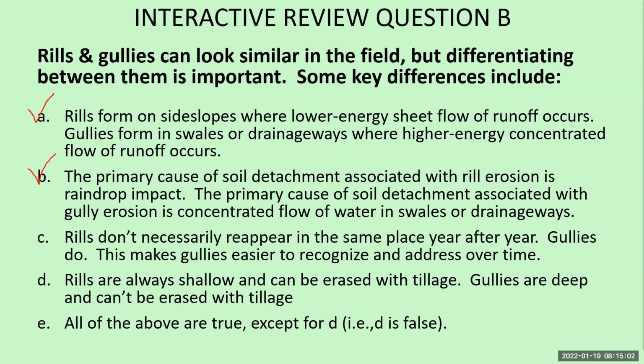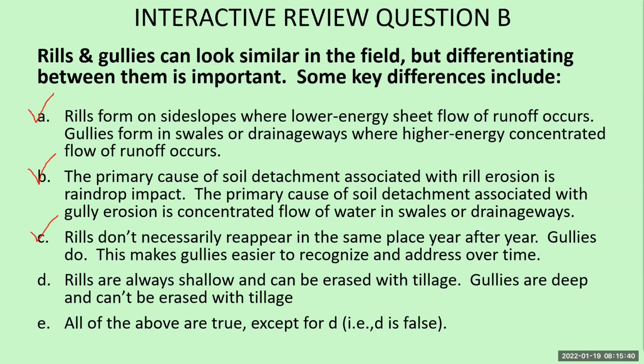Meanwhile, where you have gullies, that's usually where we have concentrated flow, higher energy water that's going to actually do the detachment, right? The runoff in those swales is going to do the detachment. This is also correct. Rills don't necessarily reappear in the same place year after year, but gullies do, because they're a factor really of the landform, right? And it makes gullies easier to recognize and address over time. And by the way, that's one of the reasons we use Russell II to help us identify areas subject to sheet and rill erosion, because rills don't come back in the same place year after year.